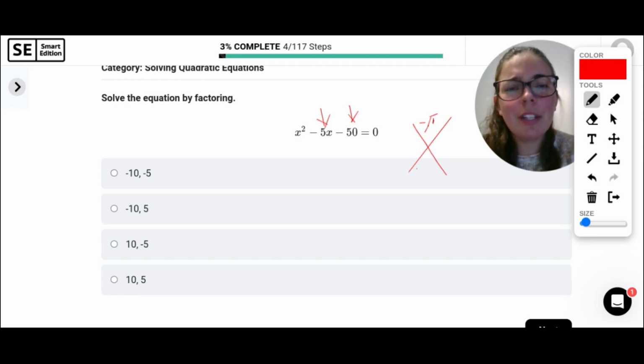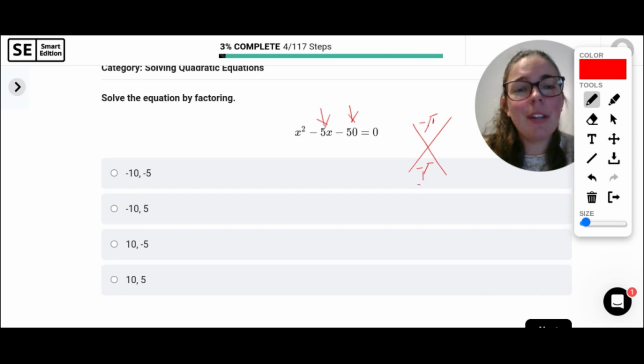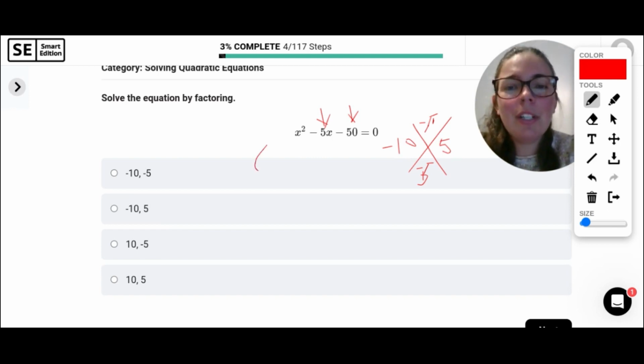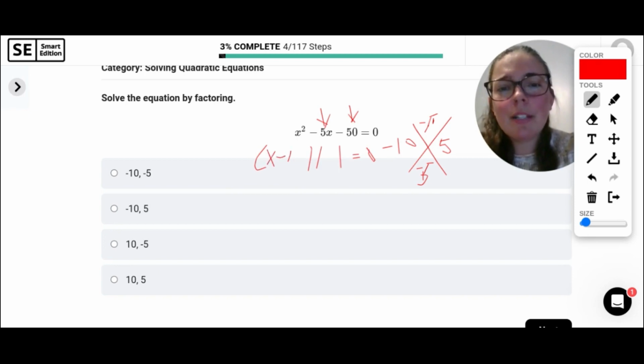So factors of negative 50 that would add to negative 5. When thinking about factors of 50, the first one that pops into my head is 5 and 10. So if I have a negative 10 and a positive 5, that would add and give me the negative 5 that I'm looking for. So what do I do with those factors? Well, when we're factoring, we typically have our sets of parentheses. And then I just put in x minus 10, that's one of my factors, and then x plus 5 is my other factor.